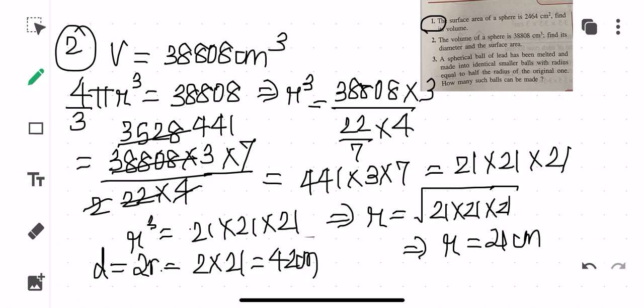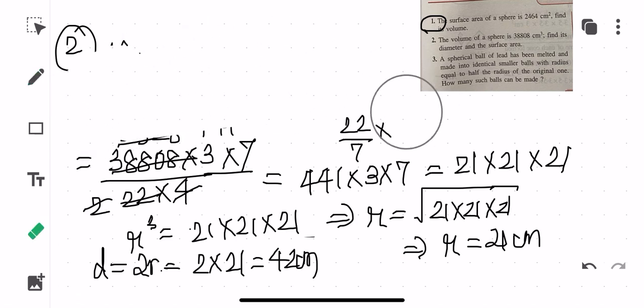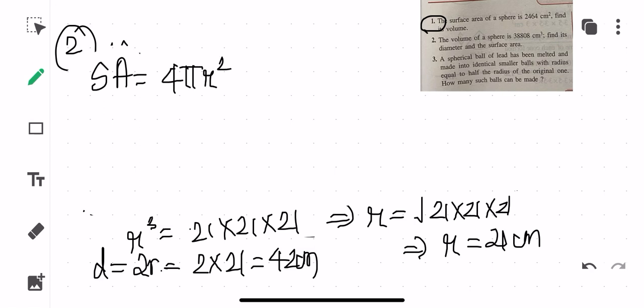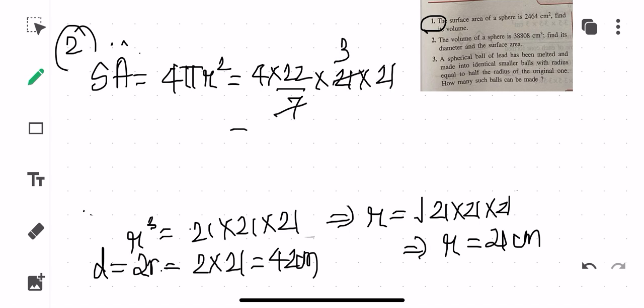And then what is the surface area, children? Surface area will be given by which formula? Since we are talking about a sphere, it is given by the formula, write down, surface area is equal to 4 pi r square. So this in turn is equal to 4 into 22 upon 7 into r, which you have calculated as 21 into 21. So this goes 3 times. So what are we getting?